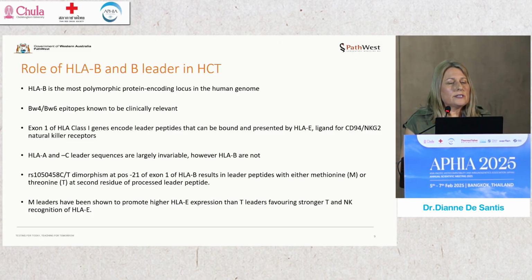In HLA-B, there is a CT dimorphism at position -21 of exon 1, which results in leader peptides with either methionine or threonine at the second residue of the processed leader peptide. And it has been shown that the M leaders promote higher HLA-E expression than the T leaders, favouring stronger T and NK recognition of HLA-E.